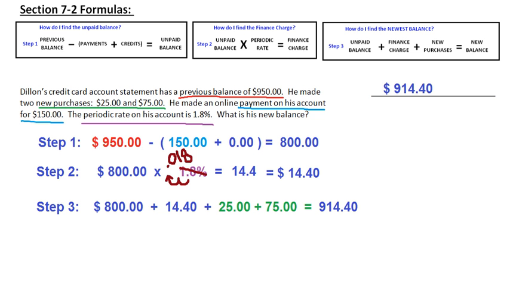So, just to review, Dylan here originally started out by owing the credit card company $950. Now he owes them $914. He went down a little bit.